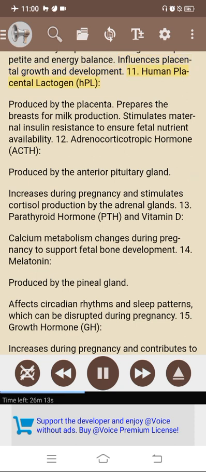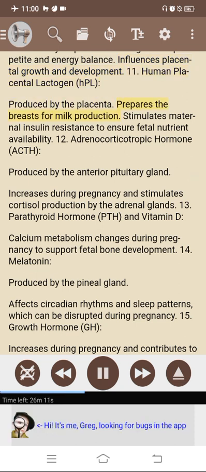11. Human placental lactogen, HPL. Produced by the placenta. Prepares the breast for milk production. Stimulates maternal insulin resistance to ensure fetal nutrient availability. 12. Adrenocorticotropic hormone, ACTH. Produced by the anterior pituitary gland. Increases during pregnancy and stimulates cortisol production by the adrenal glands. 13. Parathyroid hormone, PTH, and vitamin D. Calcium metabolism changes during pregnancy to support fetal bone development.